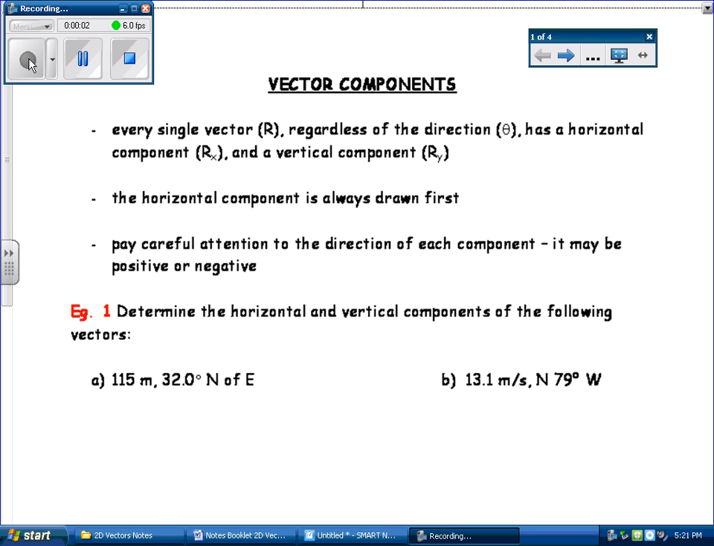Okay, we're going to try recording again and see if you guys like it a little bit better this time if I talk slower and I've made the screen bigger.